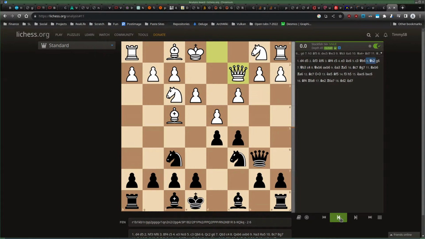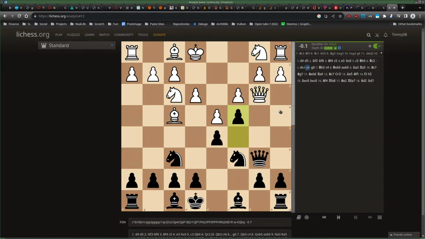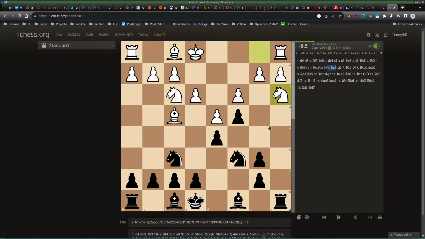Okay, what happens if they just play queen b3? That's probably more logical. I'll play this. And they're supposed to go back. So now they take, plus a half. Gonna try that one again. Now it's bishop f5. Don't see the difference with the previous one, but okay.